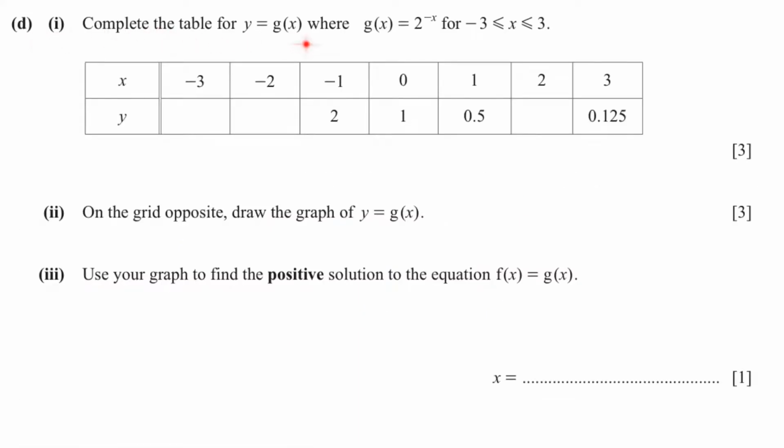In D1, we have to complete the graph of g of x, and g of x is equal to 2 to the power of negative x. So in place of x, substitute these values. Very easy, 3 marks. You will get 8, 4, and 0.25. Now we have to draw this graph on the grid.